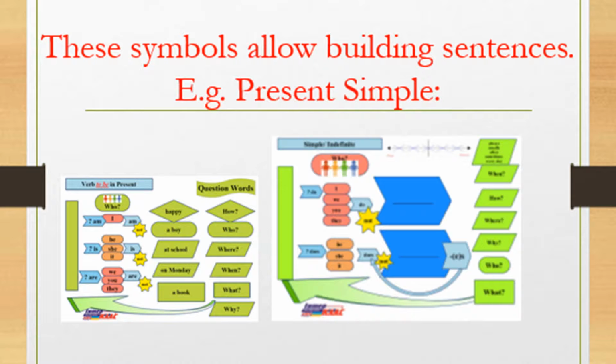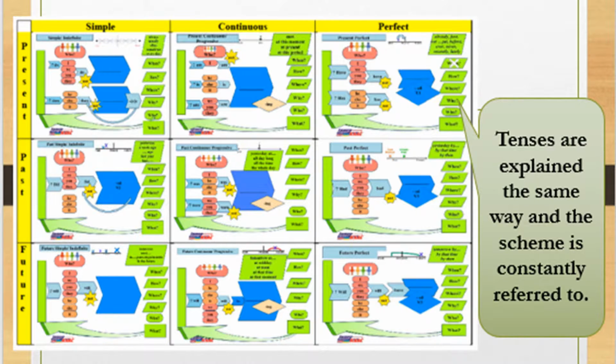Also, we can ask questions using this scheme. For example, she is a student. What is she? Or I am fine. How are you? Or I do my homework. What do you do? The same tenses may be combined in a bigger scheme and explained the same way, but this scheme is constantly referred to. It is always in all our classrooms, and that is how we keep practicing tenses all the time.